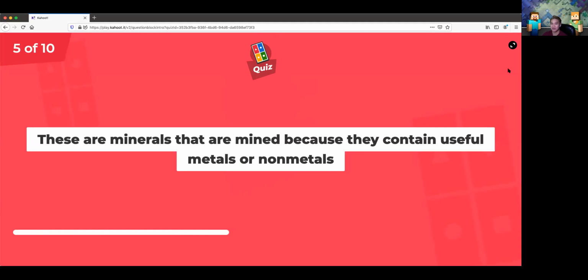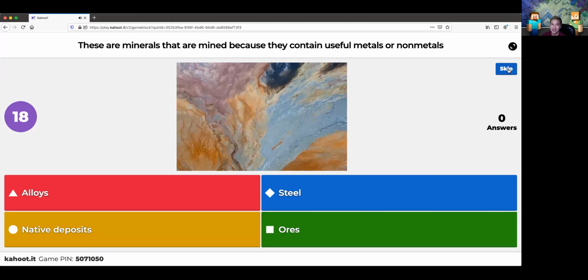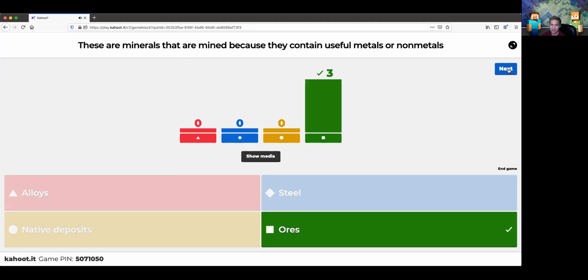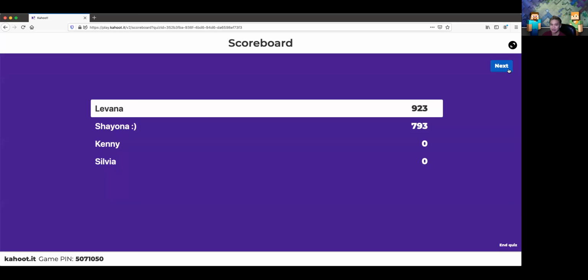These are minerals that are mined because they contain useful metals or non-metals. Again, these are minerals that are mined because they contain useful metals or non-metals. The correct answer is ores. So minerals that are mined because they contain useful metals or non-metals, we call them ores.